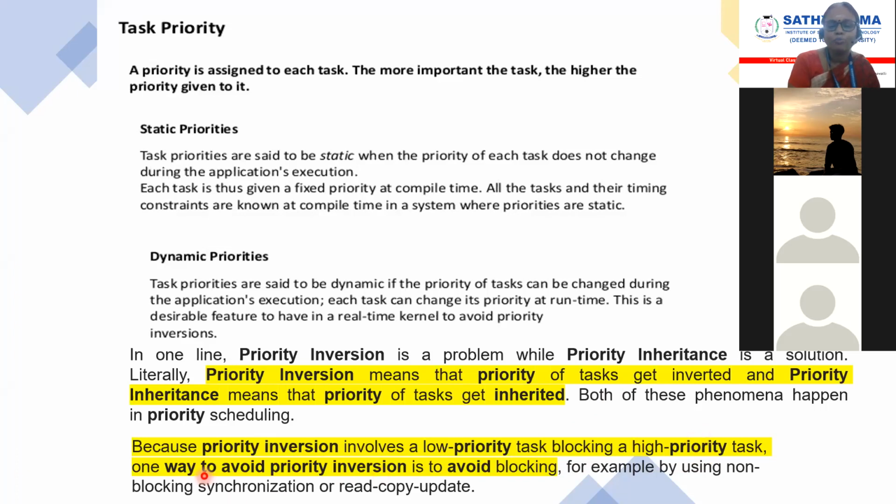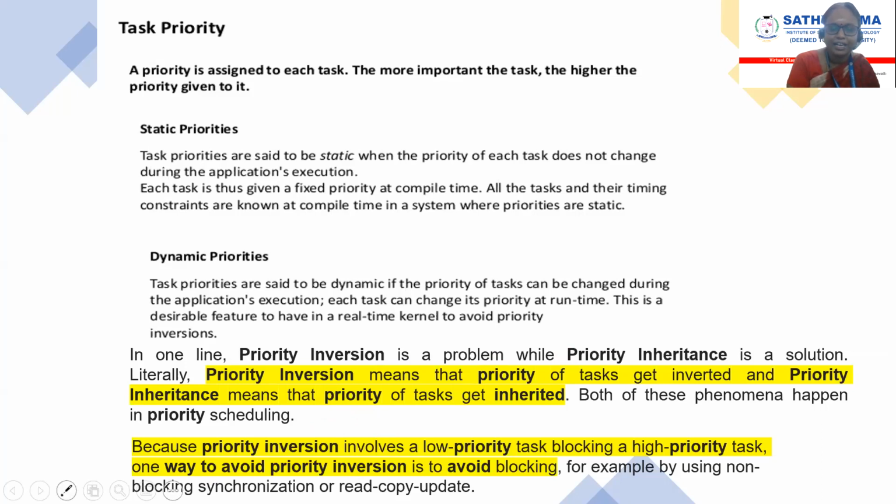One way to priority inversion is to avoid blocking. Sometimes we have to invert the blocking. At that time, priority inversion will be involved. Are you clear or not? So we will see that. What is priority inheritance? We will see it with an example. That's why they have given one simple definition here. Priority inversion means a problem, while priority inheritance means the solution for that. Are you clear? Priority inversion means problem.